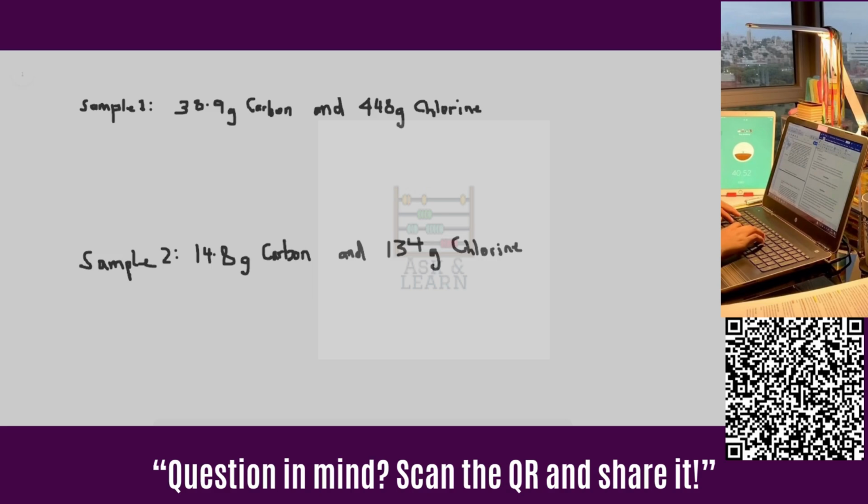molecules that they contain? So essentially what we have to do here is calculate the mass ratio of each of these samples. And if these two ratios agree with each other, then we can say that these two samples obey the law of definite proportions. But if these two samples have different mass proportions, that is the mass proportion of carbon and chlorine, then these samples do not obey the law of definite proportions.